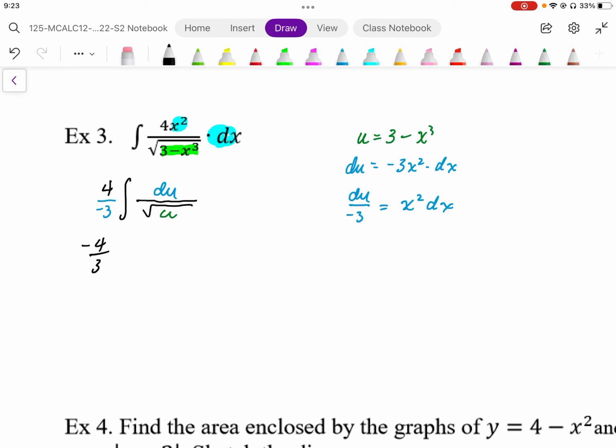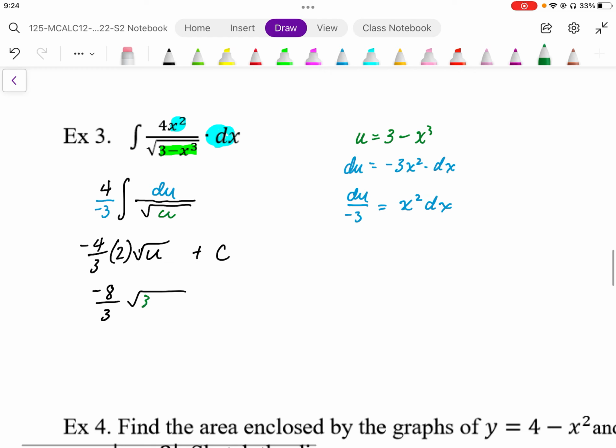This u in the denominator is u to the power negative 1/2, so it becomes u to the power positive 1/2, which is just root u. Divide by 1/2 is the same as multiplying by 2, so I'm going to multiply by 2 here, plus c. So then substituting back in, the square root part becomes 3 minus x cubed, and then we have our plus c. Okay, so this represents the antiderivative of our original function.